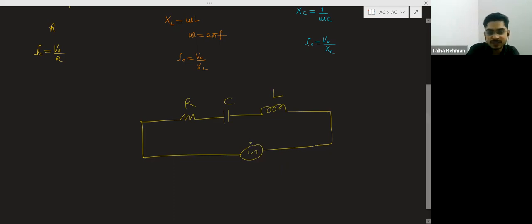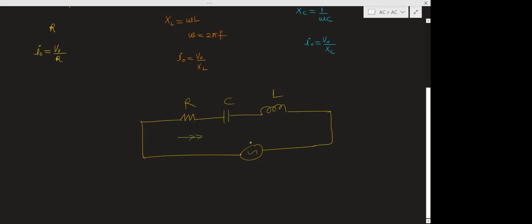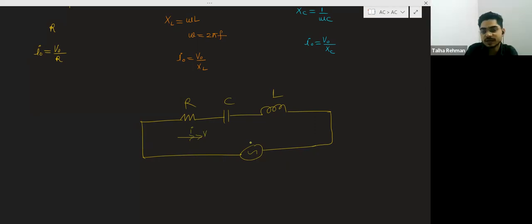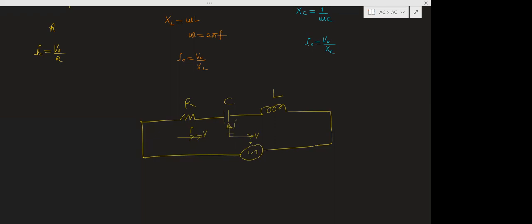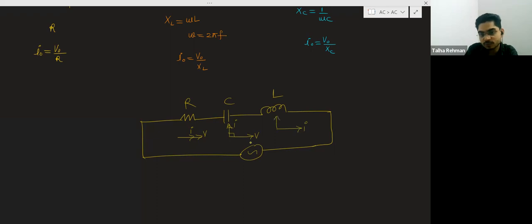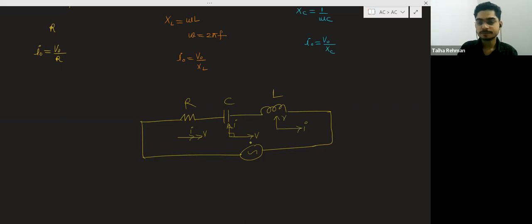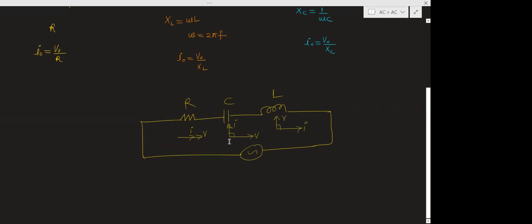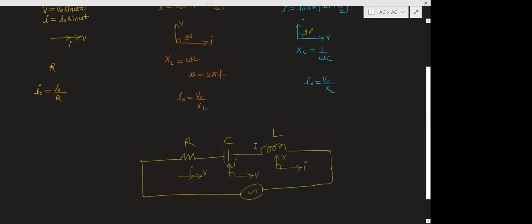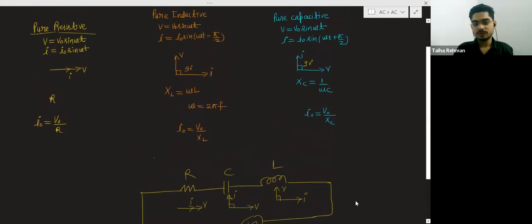We know that in resistance, voltage and current have the same phase. In a capacitive circuit, we have voltage like this and current like this. Current leads the voltage by pi by 2. But in case of inductor, current lags behind the voltage by pi by 2. All these concepts should be clear. We will use all these concepts in the next lecture. So basically, you should revise this portion.